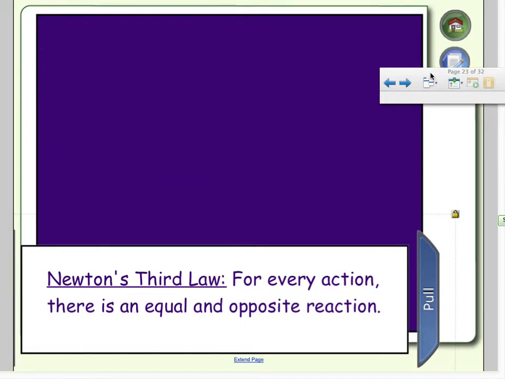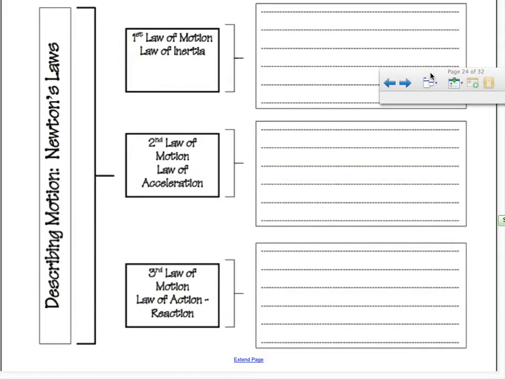All right. You should have been able to fill out all three laws of motion. To get your mind back around what these three laws are and help you remember what those three laws are, we're going to watch a short video.